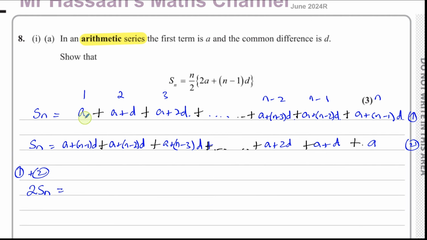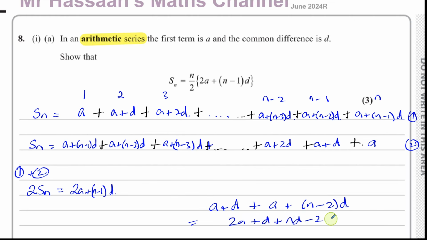Now, notice what happens here. We have a plus a plus n minus 1 times d, which is 2a plus n minus 1 times d. Now, what happens when I do a plus d, I'll just show this here, plus a plus n minus 2 times d? What does that give us? Well, have a look. Let's just simplify a bit first. A plus a is 2a. So we have a plus a, that's 2a, plus d, plus, let's expand this bracket, we have nd minus 2d.